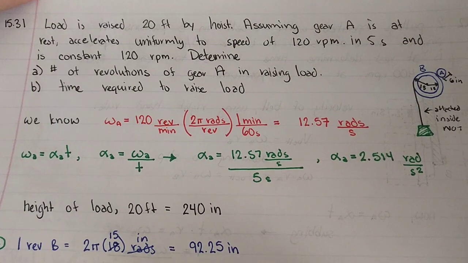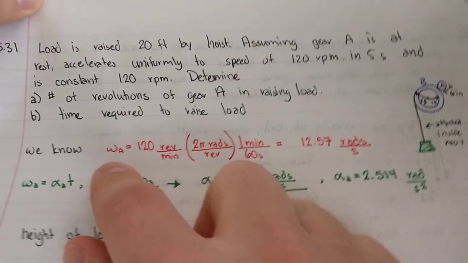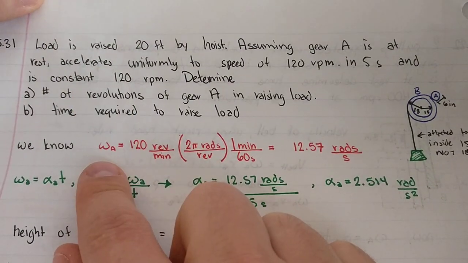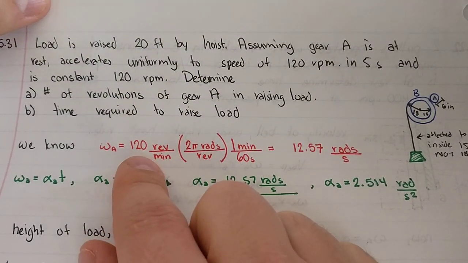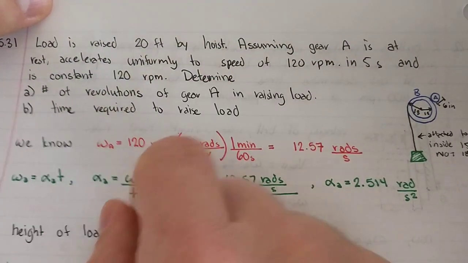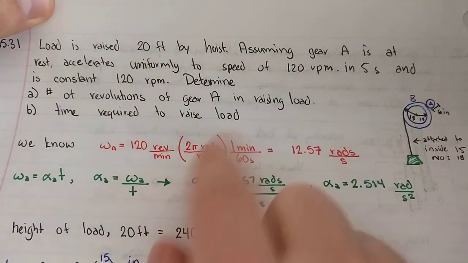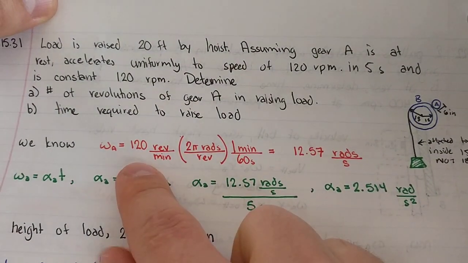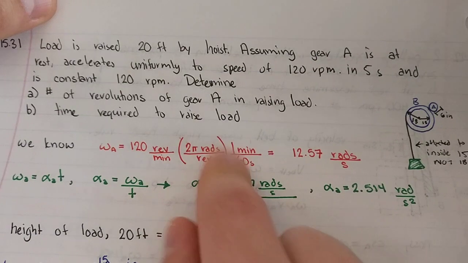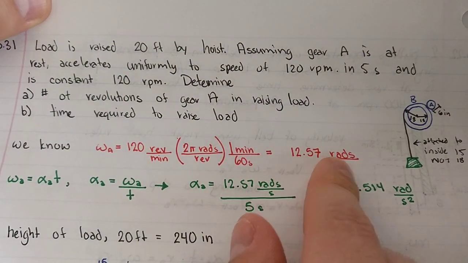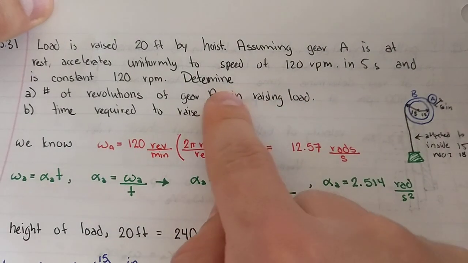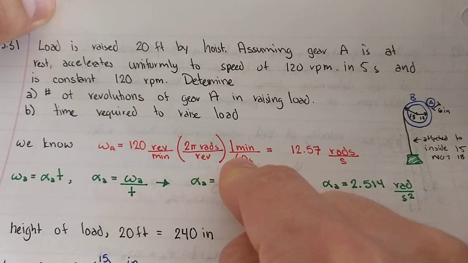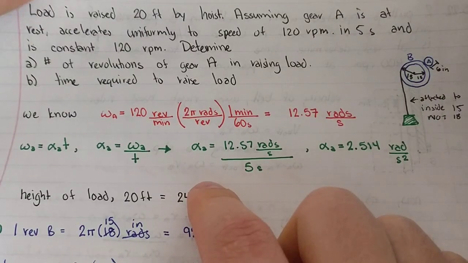So, what do we know? We know that the angular velocity, omega, of A, we want it to get to 120 RPM. Multiplying that through by 2 pi radians per revolution, 1 minute per 60 seconds, we have 12.57 rads per second. So that's what gear A is accelerating to and then continuing at after it reaches that point.